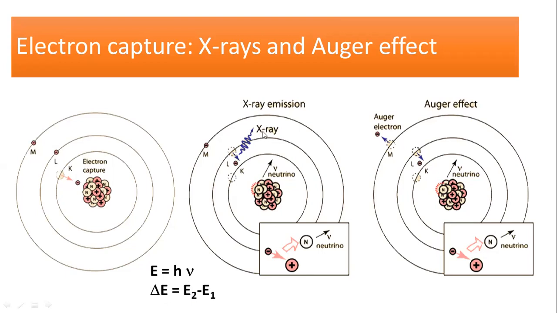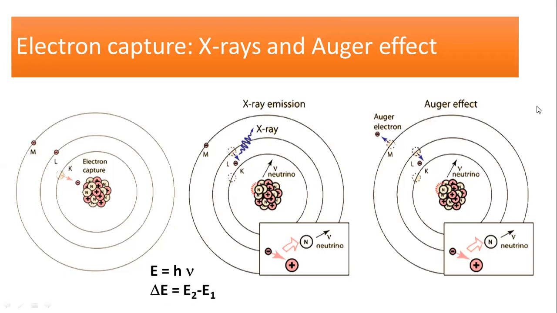It does not have any significant name over here. That's why this is called the X-rays. So this is the first phenomenon that is associated with the electron capture, and this is the generation of the X-ray, which you call the X-ray emission.